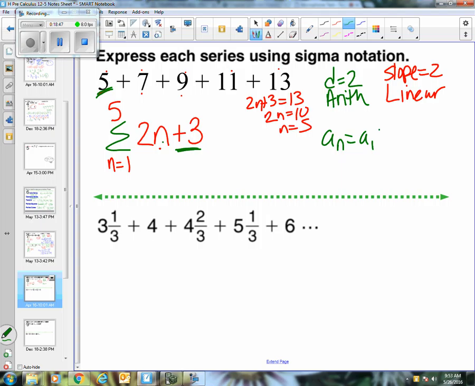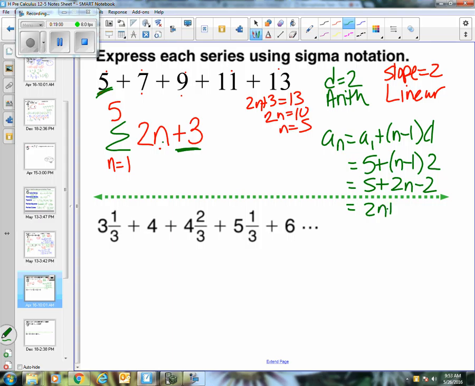But you know what? You could have done the formula as well. That works too. So you could have done 5 plus n minus 1 times the slope of 2. So 5 plus 2n minus 2 gives me that 2n plus 3. You don't have to be creative if it's arithmetic. You can just do it, and that's great.